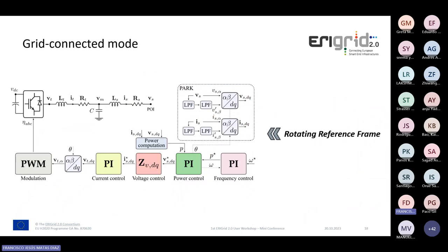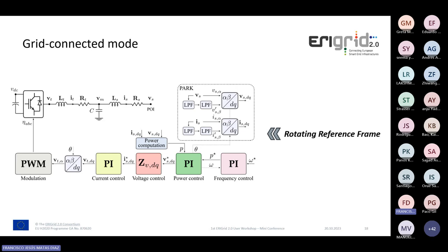Once finished the test with the isolated system, we proceeded to the grid-connected mode. In the beginning, we started working on simulation and control hardware in the loop in both reference frames. However, we found that the system tended to instability in the stationary reference frame. We tried some different gain combinations, different damping methods, but still couldn't find a suitable solution. So we left that option on standby and we proceeded with the rotating reference frame.